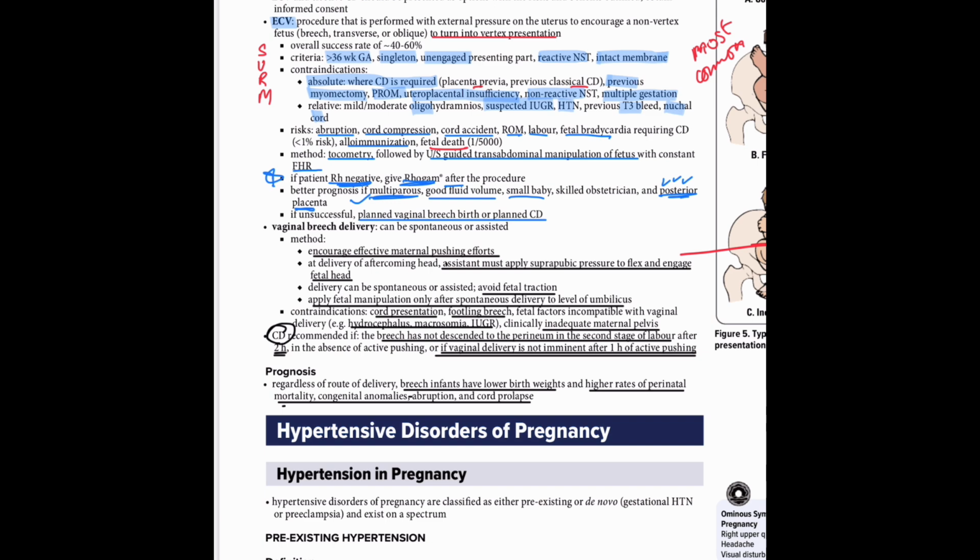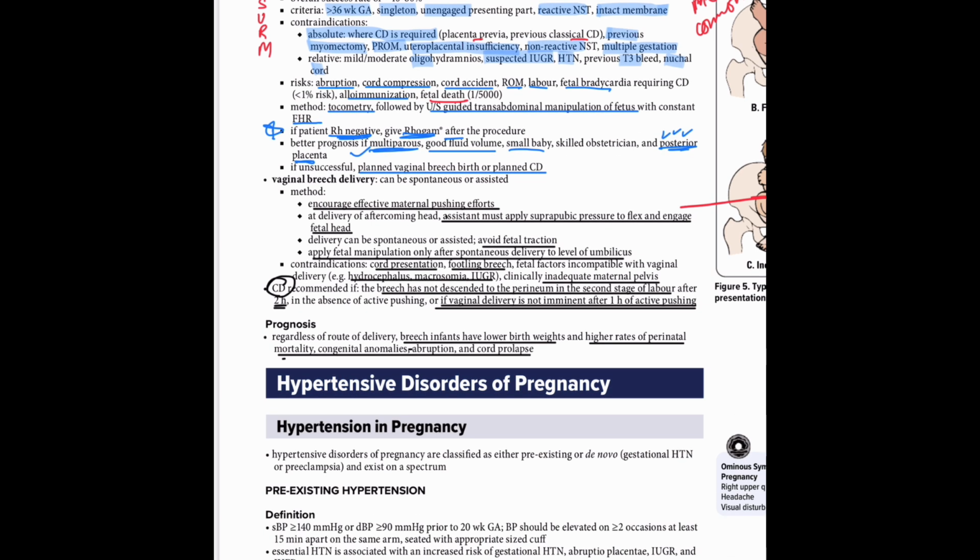What are the contraindications? When can we not go for vaginal breech delivery? If the cord is presenting first, or the footling breech, or the kneeling breech, which is called incomplete breech. And then fetal factors which are incompatible with delivery, like hydrocephalus, macrosomia, IUGR, inadequate maternal pelvis. So these are general contraindications, not specific to breech.